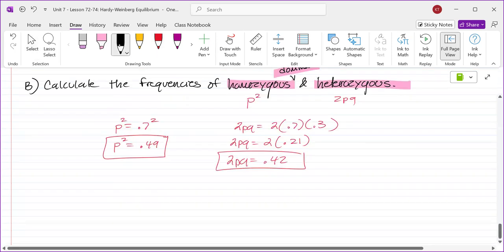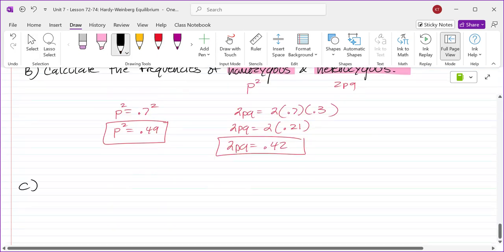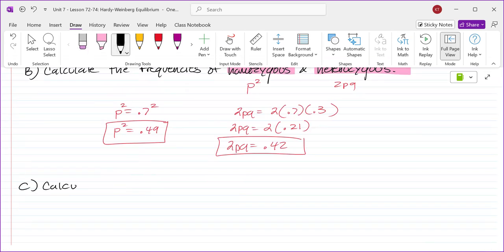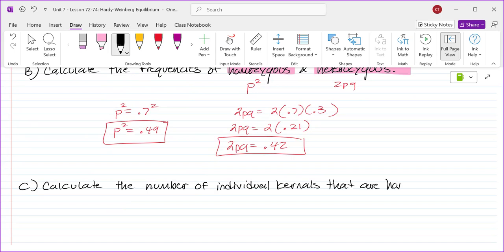All right, last one that we have time for today. C. Calculate the number of individual kernels that are homozygous dominant and heterozygous. And one more time, I'm going to pause the recording so my students in class have an opportunity to work on it here. If you're watching at home, just hit pause.